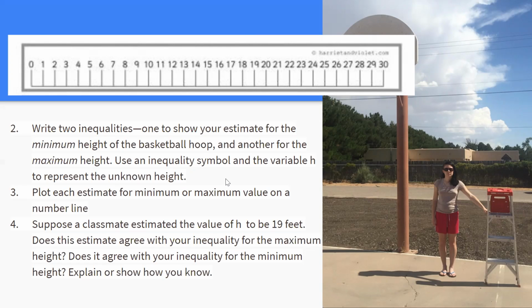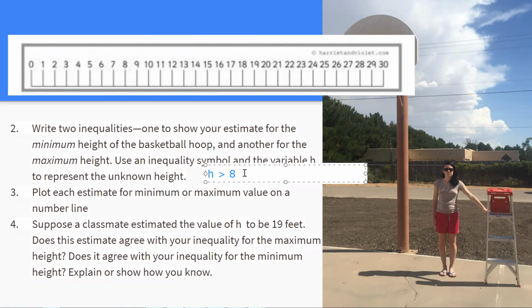So our inequality to show our estimate for the minimum height of the basketball hoop is, we would say, the height cannot be less than 8 feet. We could also spin it in a positive way. The height is more than 8 feet. The height is greater than 8 feet. We would actually write that inequality as h, which stands for the height, is greater than 8.